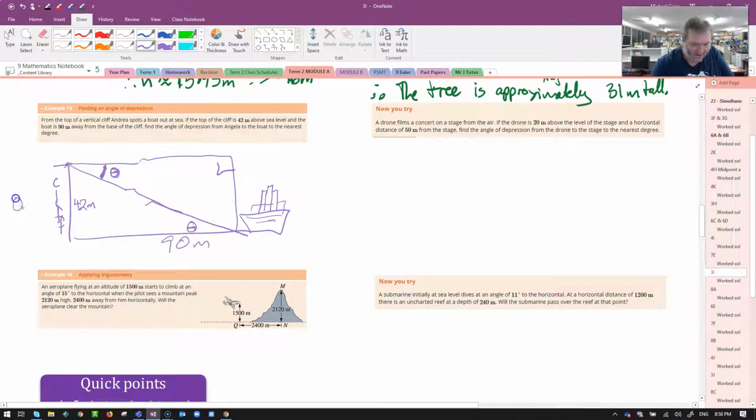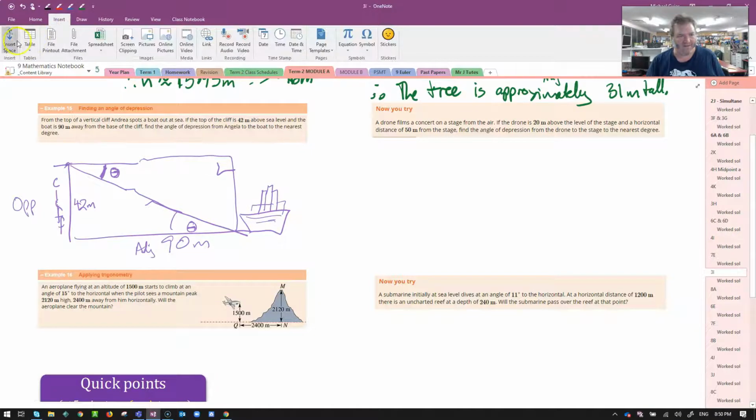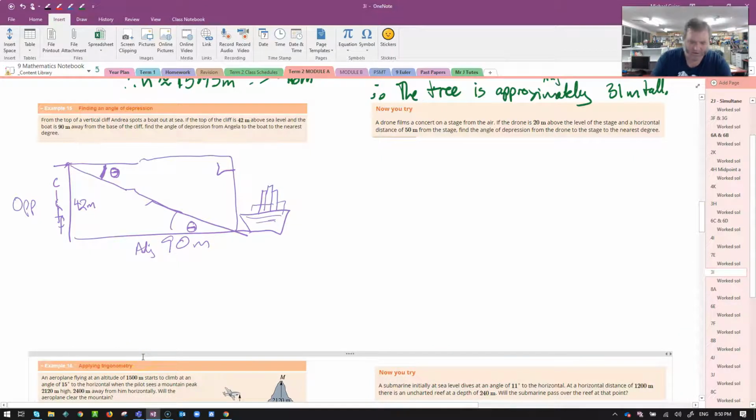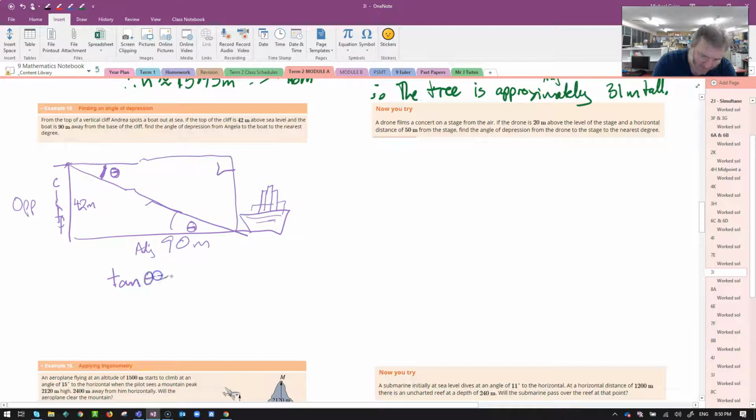So now 42 becomes the opposite side, 90 becomes the adjacent. Oh, it's another tan one. Not very creative in giving us a bit of variety here, Cambridge, but that's okay. Let's insert some space and let's go ahead and write it. So tan of theta equals the opposite side, 42, divided by the adjacent side, which is 90.